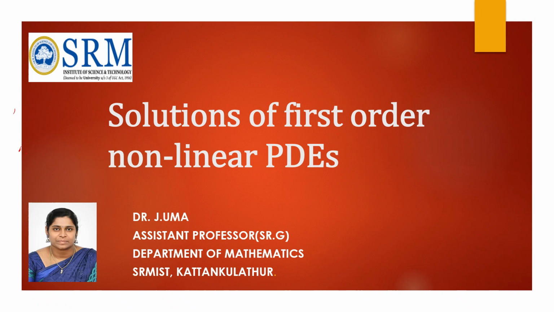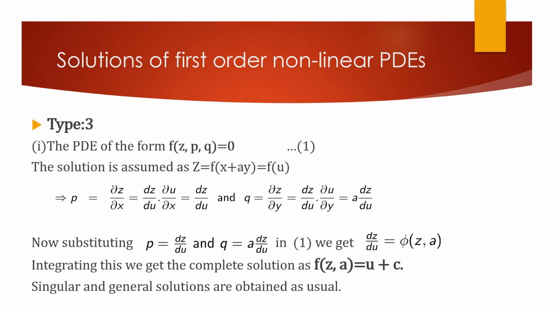In this video, we are going to see how to solve the third type of nonlinear PDE. In type 3, actually there are three forms. The first form is f of z comma p comma q is equal to 0. That is, along with p and q, if we have z, how to find its solution.